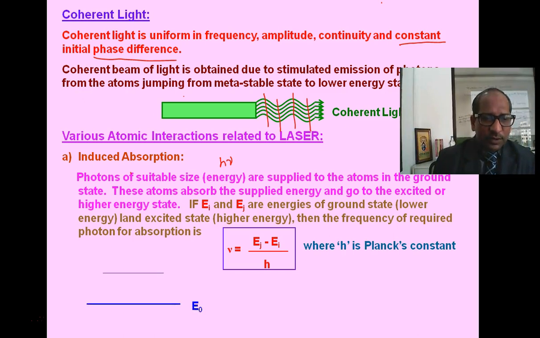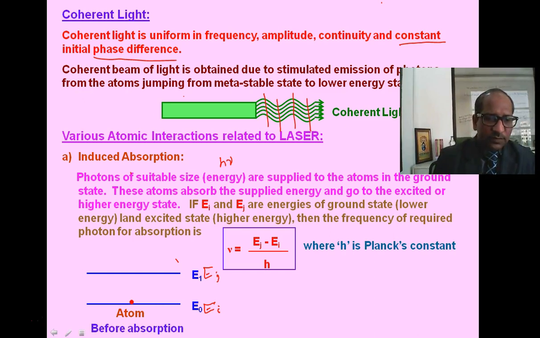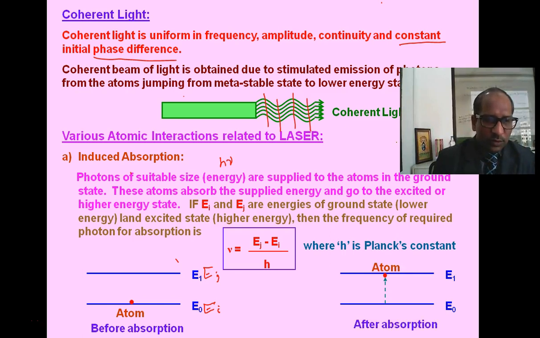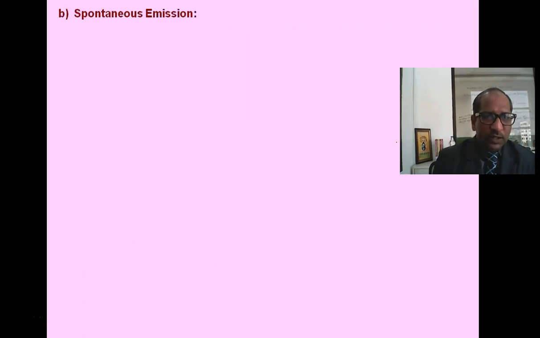Right, so by picture you can see like this. Here the atom is in the ground state, that corresponds to E naught, or as I have written earlier, EI, and EJ is the higher state. So this atom absorbs the energy and goes into the excited state this way. Right. So this is the process of absorption, and next is spontaneous emission.